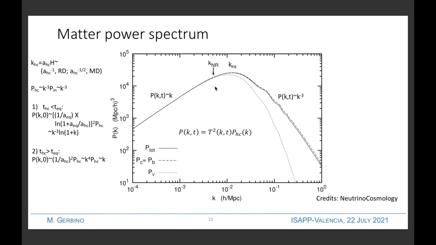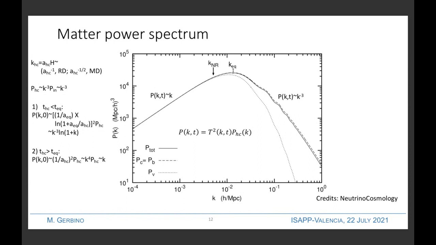So this singles out a very specific scale, which is the scale that enters the horizon at the time of equality. And this is the scale that corresponds to the peak of the matter power spectrum. And we will see why in 1 second.